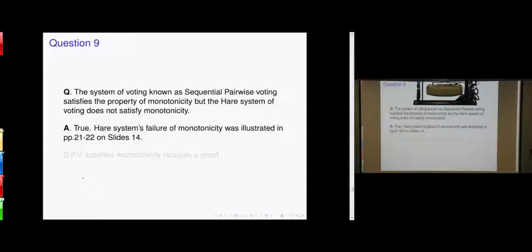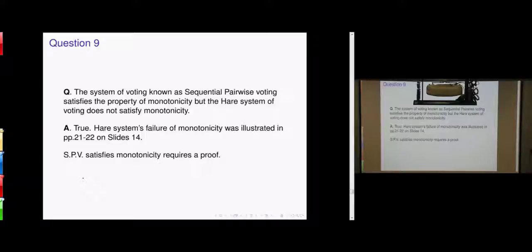There is an example of the Hare system not satisfying monotonicity. Okay, so if you look at the lecture notes, there is an example there. So I will not repeat the example. So the Hare system fails. Now, we didn't show that SPV satisfies monotonicity, but we can do it now, right? So we didn't do it during the class. Let's spend 3 minutes to do it now.